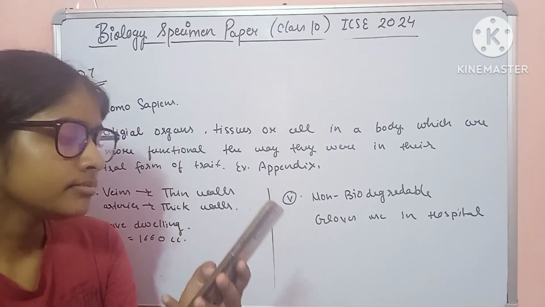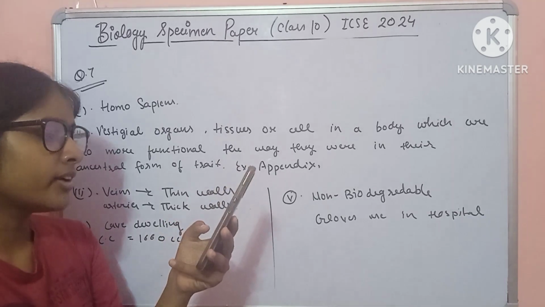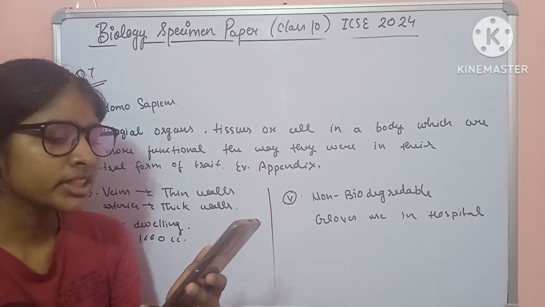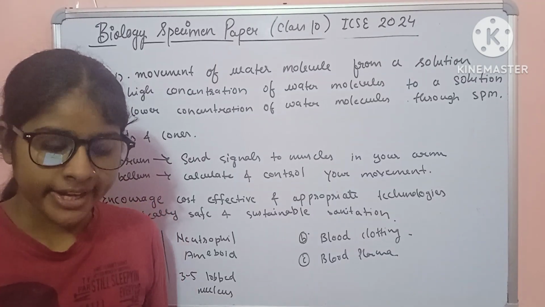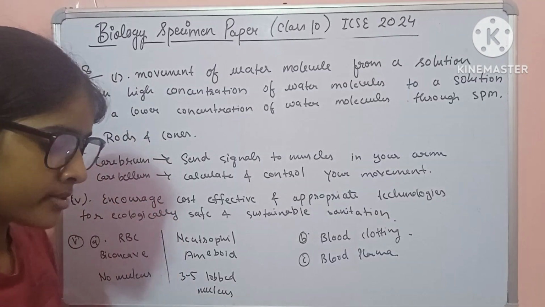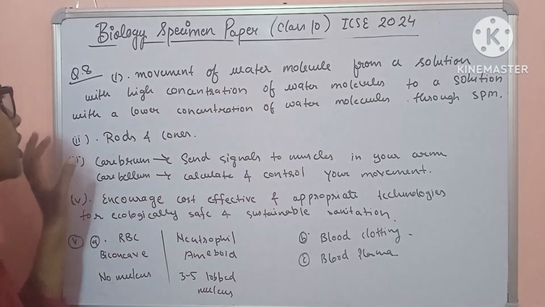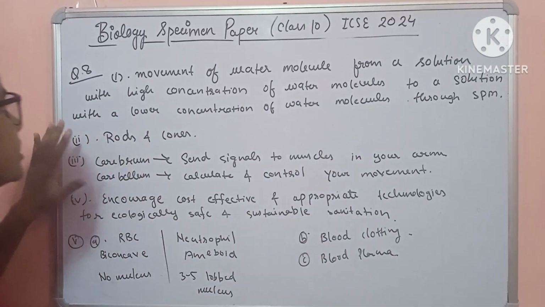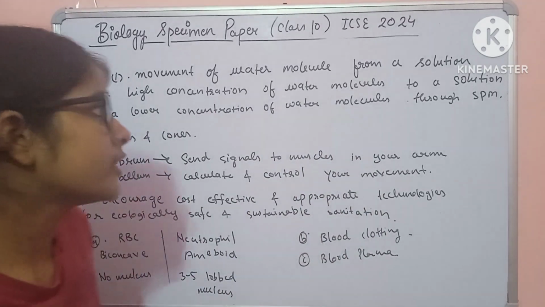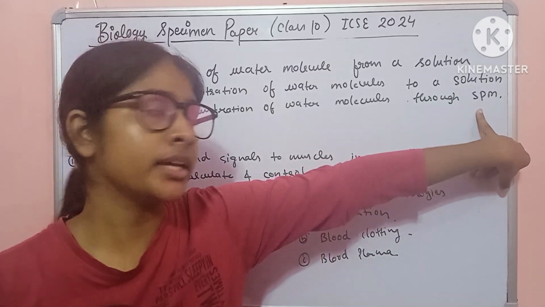Are they hazardous to humans and animals? Give a suitable reason to justify your answer. Obviously this is true because all of these are non-biodegradable. Question number 8, first part: define osmosis. Osmosis is the movement of water molecules from a solution with a high concentration of water molecules to a solution with a lower concentration of water molecules through an SPM. SPM here is a semi-permeable membrane.